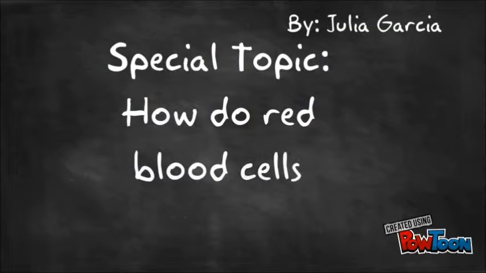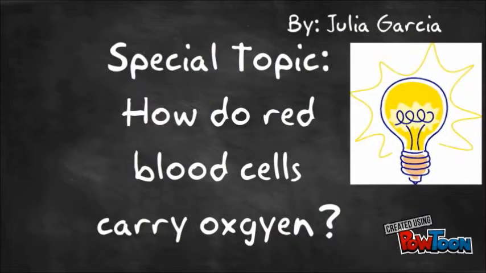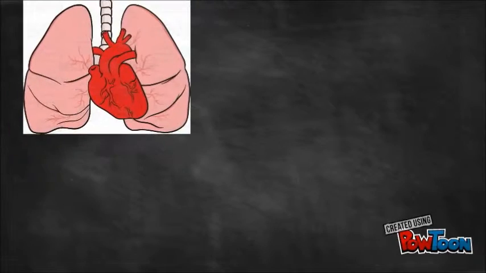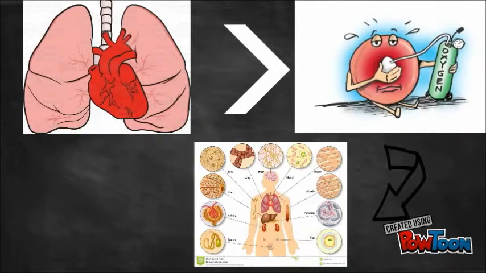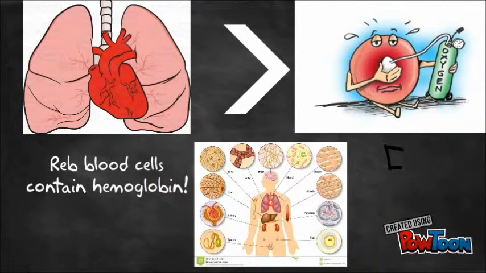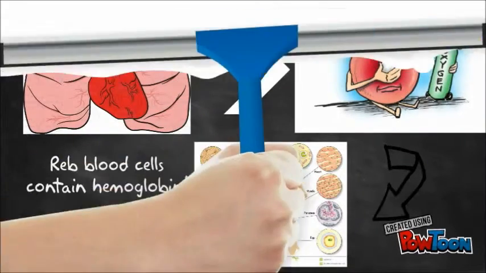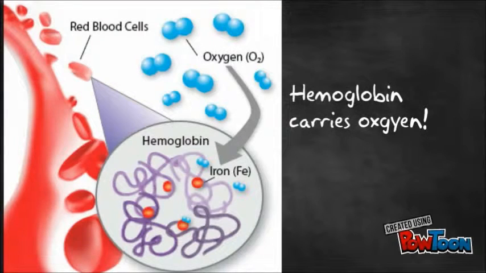Hi, I'm Julia Garcia, and for our special topic, how do red blood cells carry oxygen? Let's find out. The primary function of red blood cells is to transport oxygen from the lungs to the cells of the body. RBCs, or red blood cells, contain a protein called hemoglobin that actually carries the oxygen.